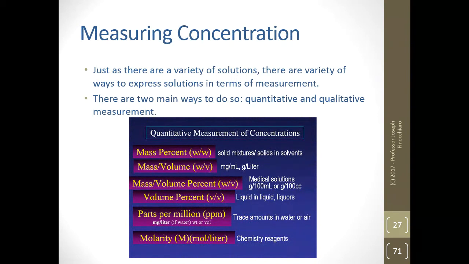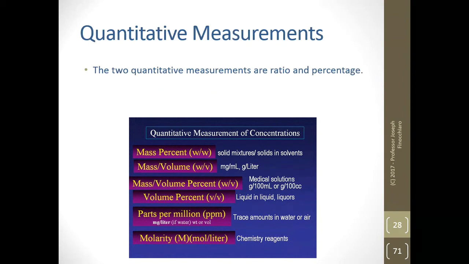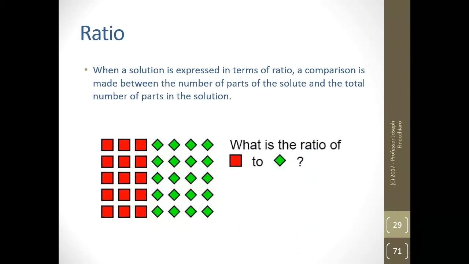Just as there are a variety of solutions, there are a variety of ways to express solutions in terms of measurement. There are two main ways to do so: quantitative and qualitative measurement. The two quantitative measurements are ratio and percentage.